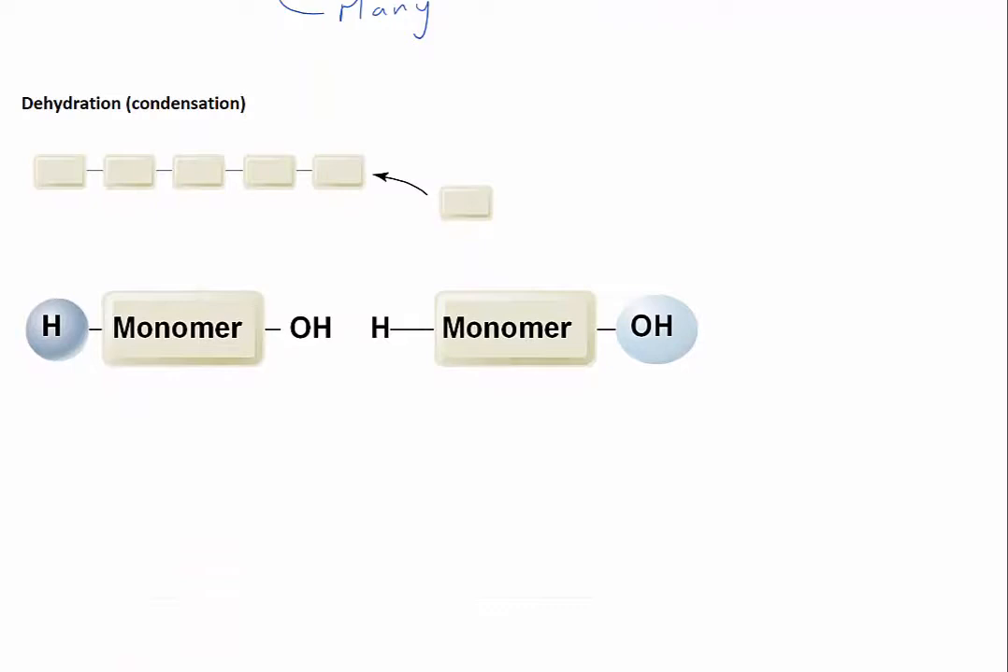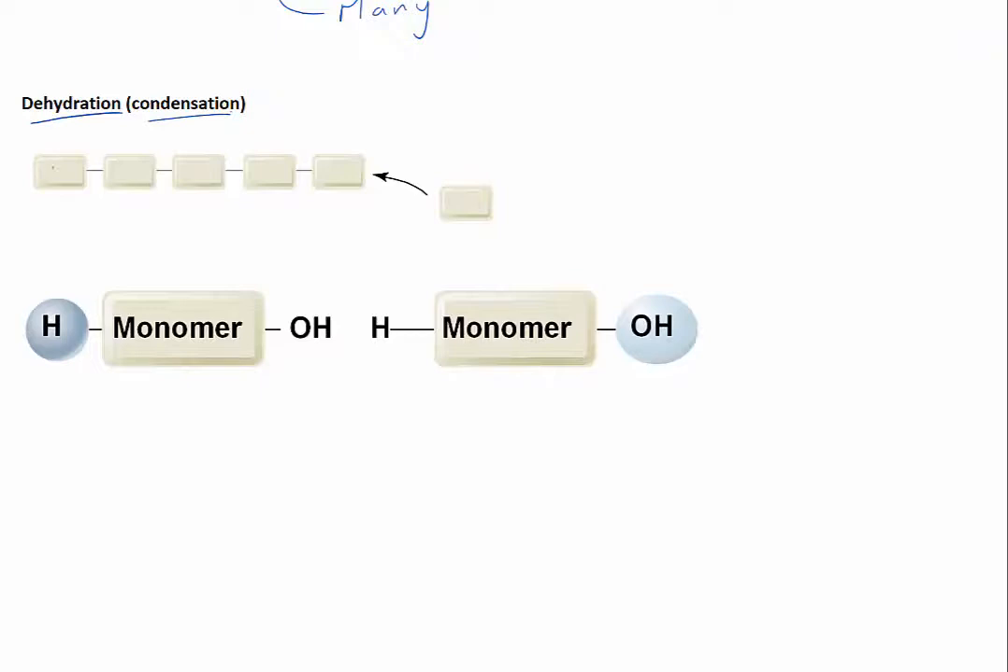Cells use a chemical reaction called dehydration, also called a condensation reaction, to link monomers together. It's called a dehydration reaction because water is removed when a bond is formed between two monomers. And by repeating this reaction, cells can build extremely large polymers consisting of thousands of monomers.